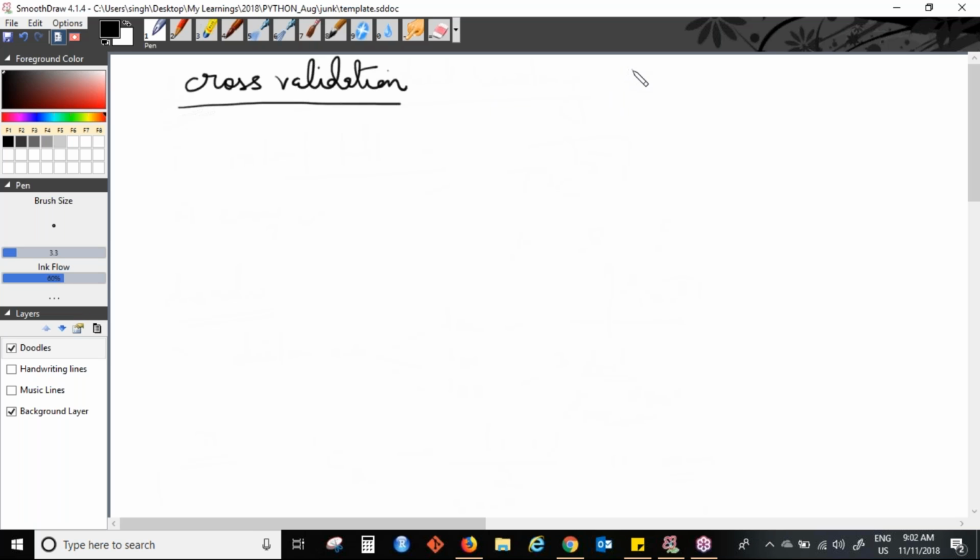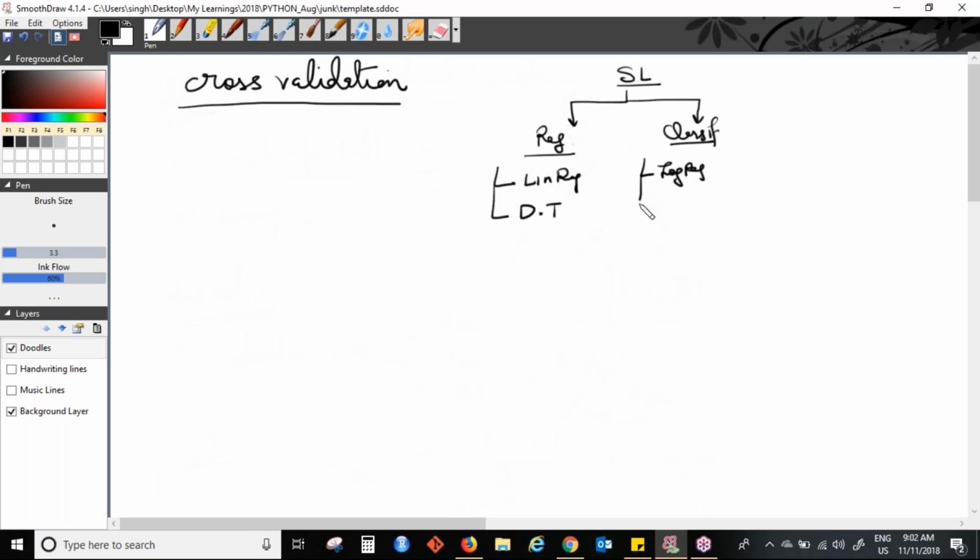Let's say we were dealing with supervised learning so far. We saw a few algorithms for regression and then for classification. For regression, we saw linear regression. For classification, we saw logistic regression. Then we saw decision trees, which can be used for both, so let me write it at both places. And we will see a few more.